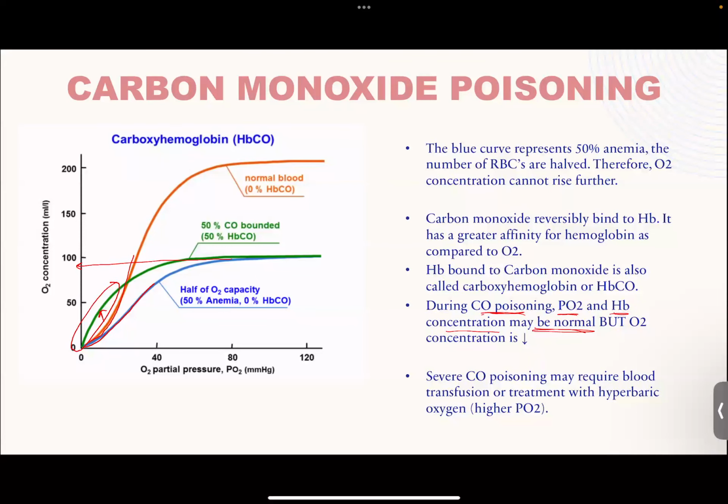Severe carbon monoxide poisoning may require blood transfusion or treatment with hyperbaric oxygen. What is hyperbaric oxygen? We give the patient a higher pressure of oxygen, because carbon monoxide binds reversibly. It's like a competitive inhibitor. So when you increase the pressure of oxygen, you give more oxygen, and it's going to go and take the carbon monoxide out of the place. Okay?